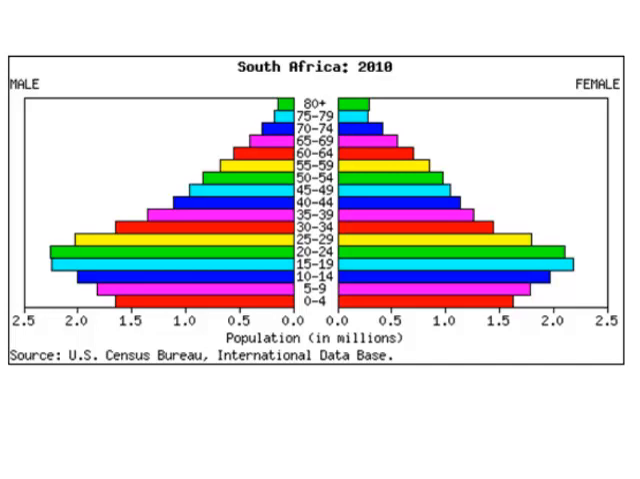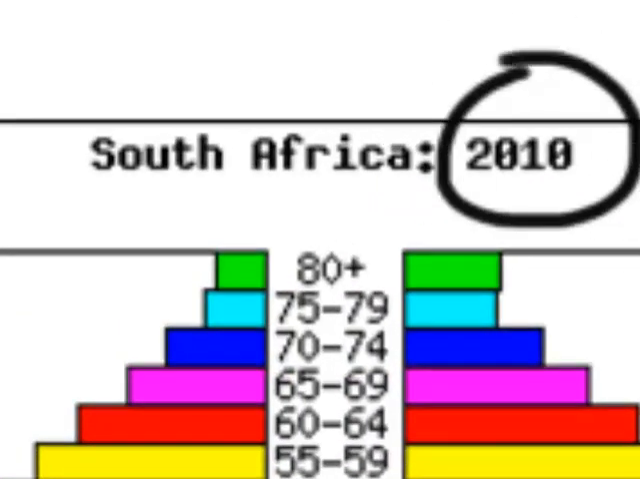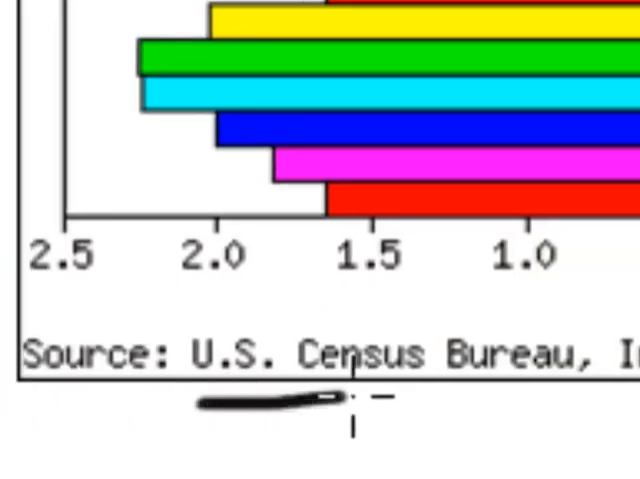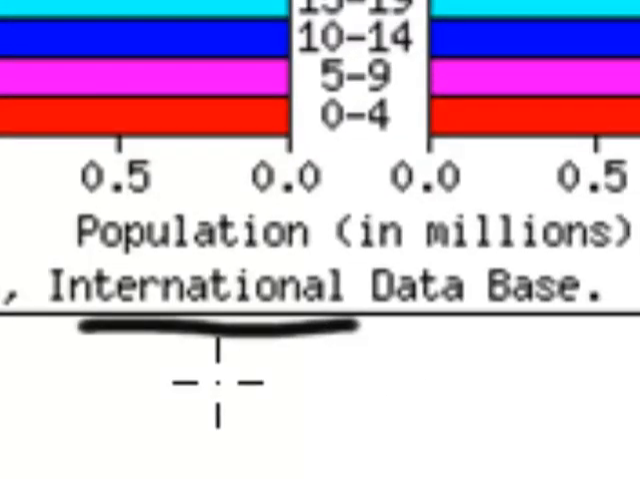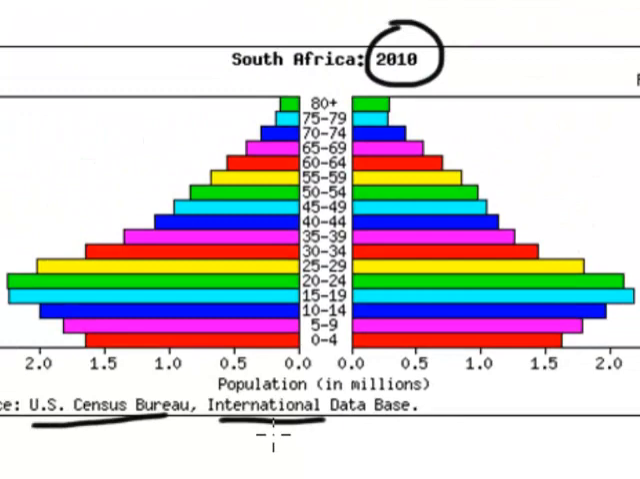This is an age gender distribution diagram or an age pyramid. And it is the pyramid for South African populations as at 2010. It was prepared by the United States Census Bureau and it is an international database. Now it looks very colorful and beautiful, so what does it actually tell us?